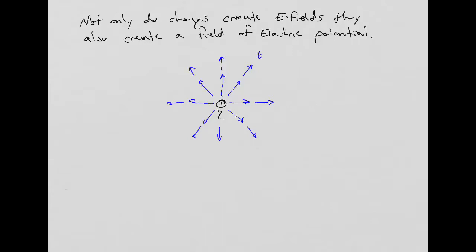Okay, this is E. But it's a vector at every single point in space around that charge. Now, what it means to have an electric potential at every point in space, or a field of electric potential, is that there's a scalar value at every point in space. Since the only way to draw a scalar is with a dot, everywhere in space there is a scalar.